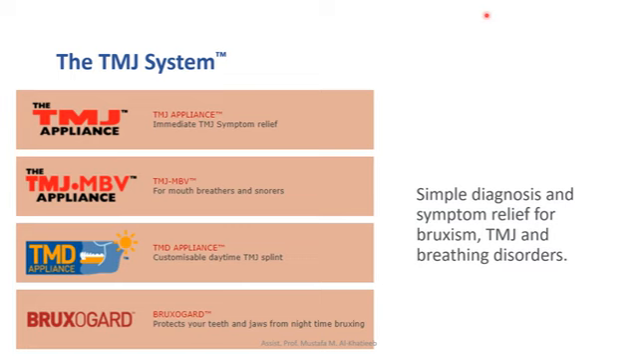The TMJ, usually TMJ appliance, and these are old versions, and the TMJ MVP and TMD and Broxoguard. The TMJ appliance gives immediate TMJ symptom relief, while TMJ MVP is for mouth breathers and snorers, and TMD, as we said, D for daytime, customized daytime TMJ supplements, while Broxoguard protects your teeth and jaws for nighttime bruxism. So simple diagnosis and symptom relief for bruxism, TMJ, and breathing disorders.